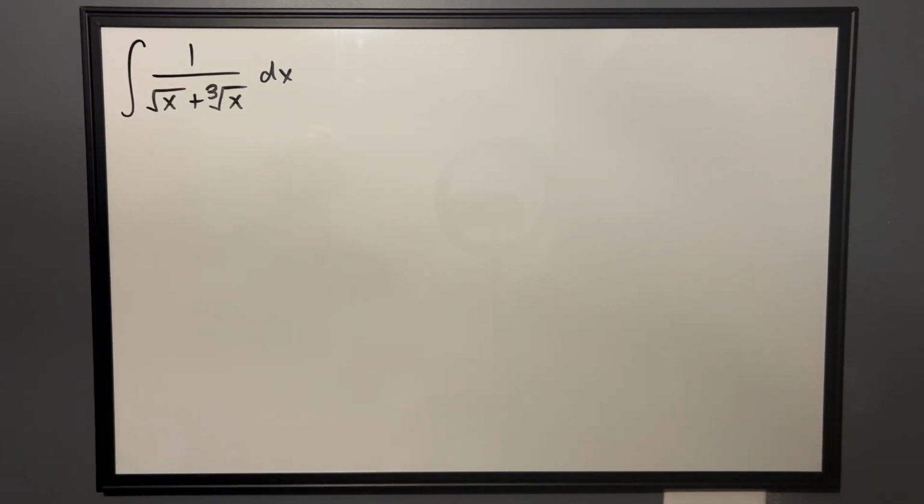In today's video, we're going to integrate 1 over the square root of x plus the cube root of x dx. Now, as you may have seen from the title, you know the strategy we're going to use to start this integral. It's going to be a substitution.